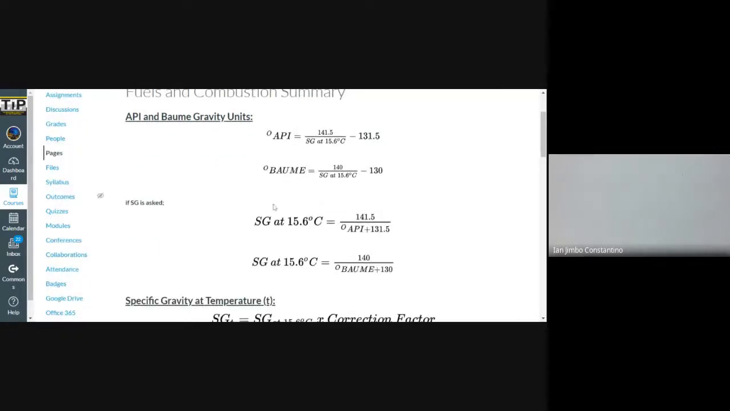And then I've summarized the formula. When you encounter different types of problems in fuels and combustion, the SG is always asked at the standard temperature, which is 15.6 degrees Celsius. And I've summarized that, and you can use this.